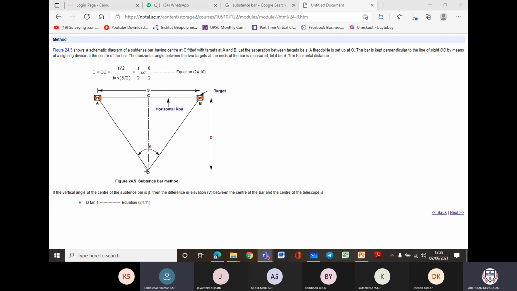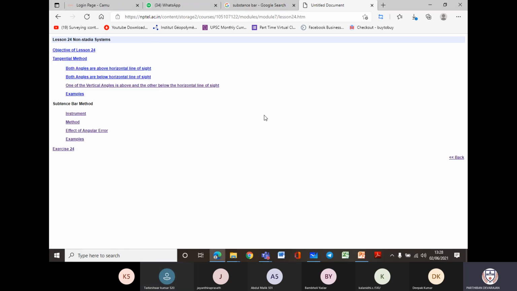Once you fix the theodolite, at some distance, in an unmeasured distance, you place this subtense bar. A schematic diagram of the subtense bar has a center C fitted with the targets A and B. I told you the subtense bar has two targets. I named the targets A and B, and the center point of the subtense bar is C.